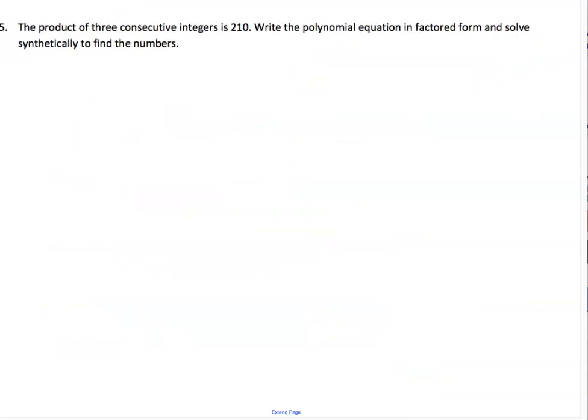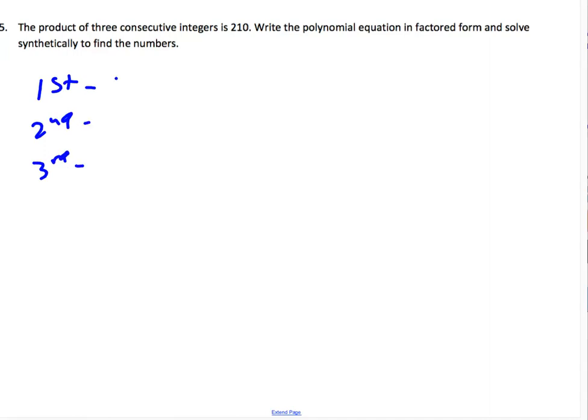Number 5, the product of 3 consecutive integers is 210. Write the polynomial equation. So I'm going to have f of x equals or something like that, because it says equation in factored form and solve synthetically to find the numbers. Okay, it does say factored form. I'm going to have you multiply those out, but I want 3 consecutive integers. You need to call one of them x.